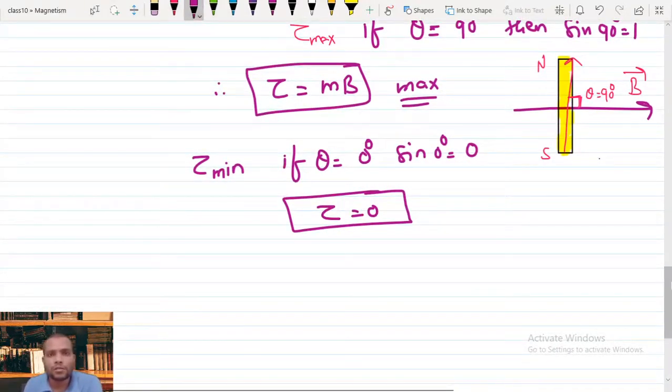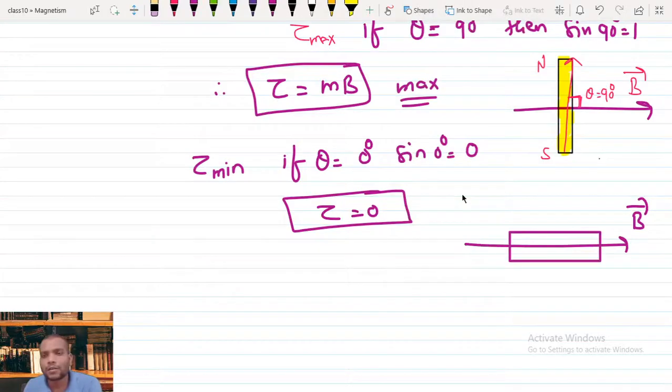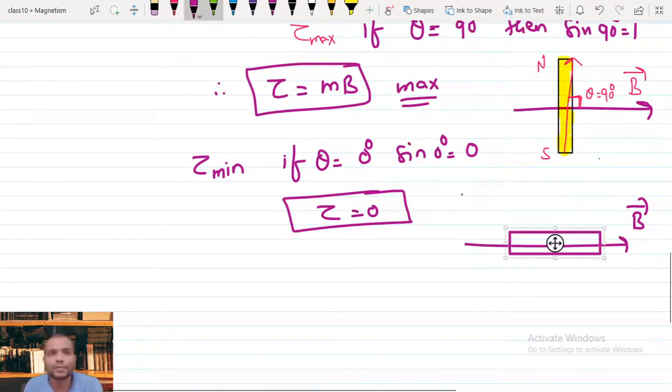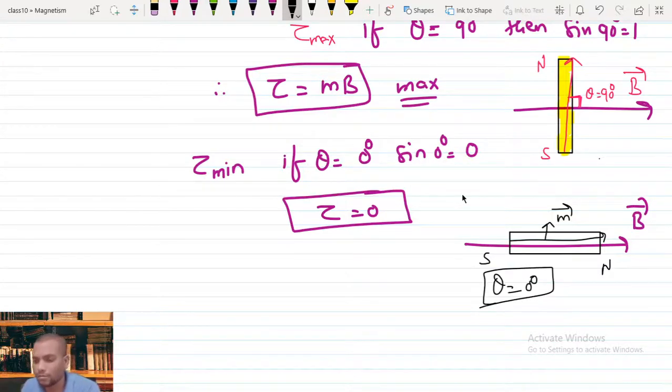Or in the other case, if this is the magnetic field direction, and a bar magnet is placed along the same direction of the magnetic field, suppose this is the south pole and north pole, and the magnetic moment direction is also the same. Magnetic moment is always from south to north direction. Here theta equals 0 degrees, there is no torque, torque equals 0. Here you can say that tau will be minimum.